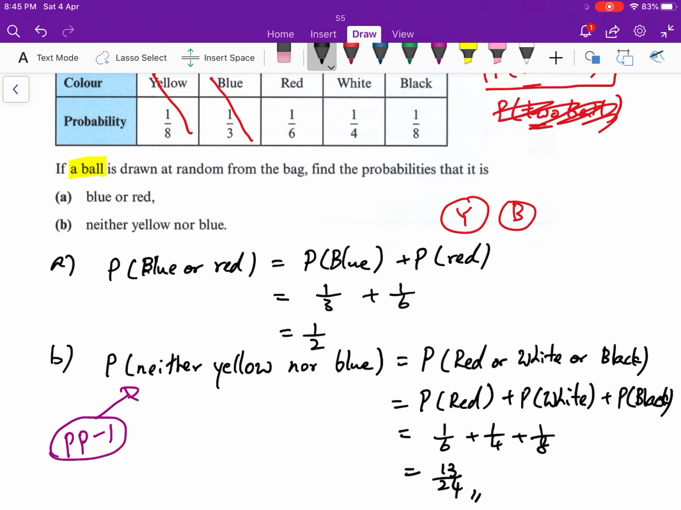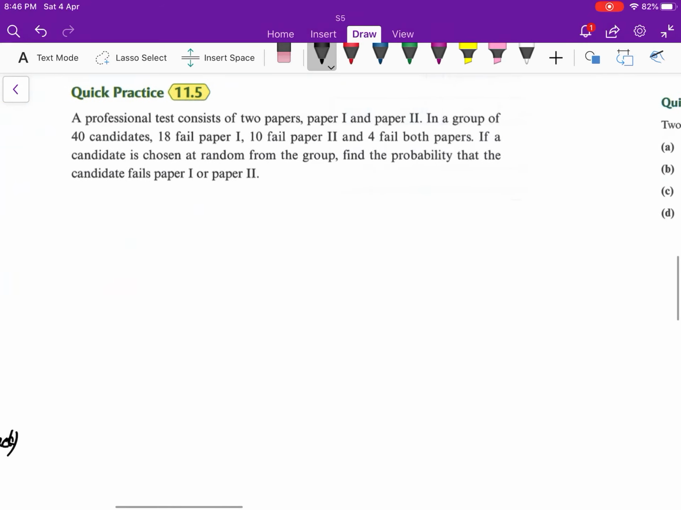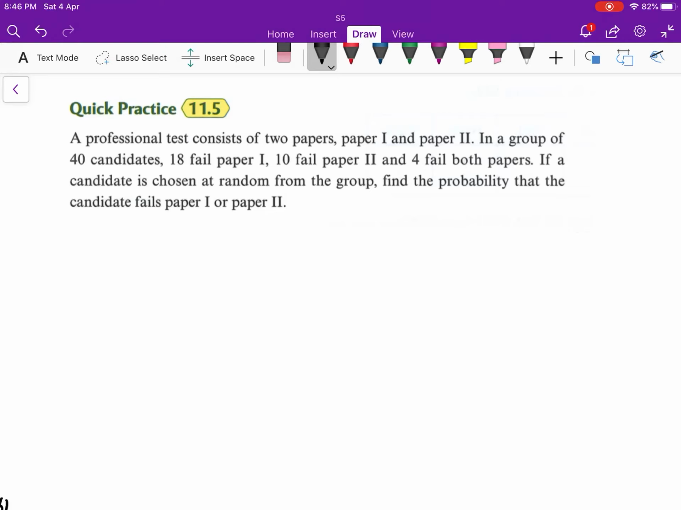The calculation is not difficult, okay? You can use the calculator to help you, but the mindset is very important. So make sure that you know what the question is asking for and how we can do the calculation, okay? So now take a look at another quick practice, 11.5. A professional test consists of two papers, paper 1 and paper 2, in a group of 40 candidates, okay? So remember, 40. 18 of them failed paper 1, 10 of them failed paper 2, and 4 of them failed in both, okay? If a candidate is chosen at random from the group, okay? So find the probability that the candidate failed paper 1 or paper 2.